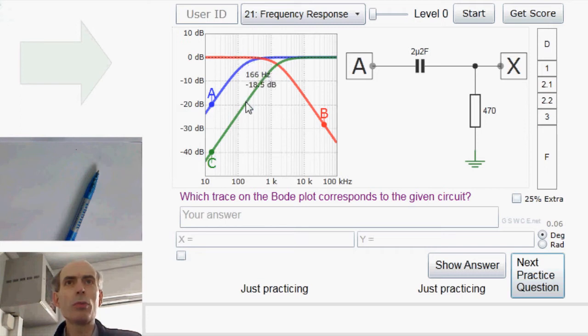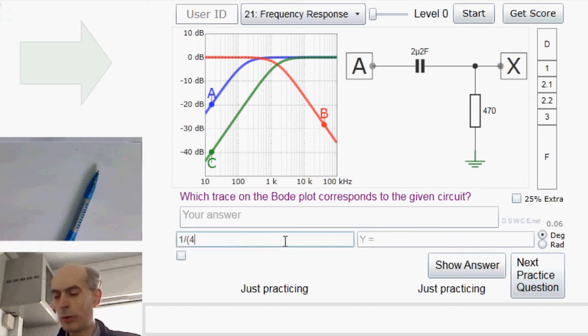Which one is it? Well, we'll have to look at the frequency of the pole here. Remember, a pole is where the frequency response curve bends down by 20 dB per decade. They both, A and C, start by going up by 20 dB per decade, and they both have a pole and end up horizontal. So what frequency would we expect the pole to be?